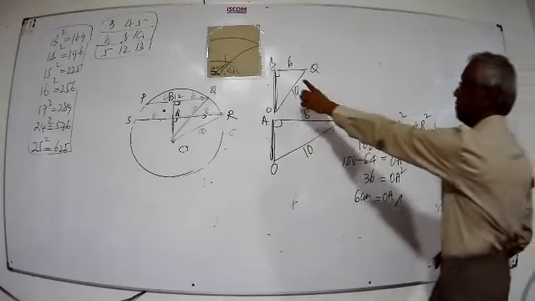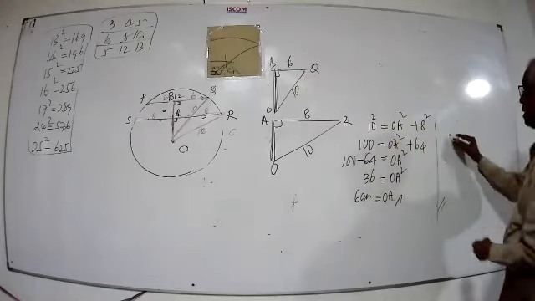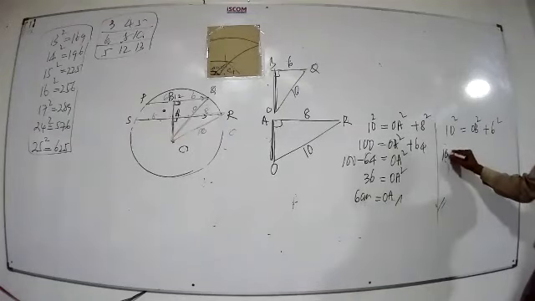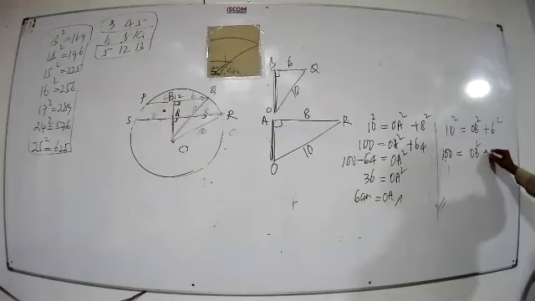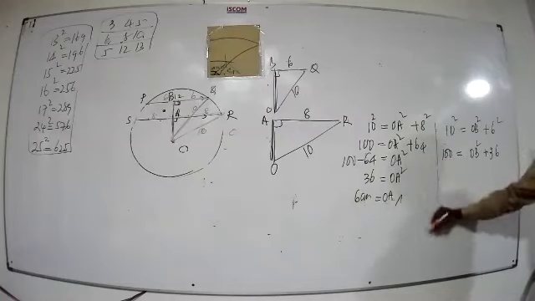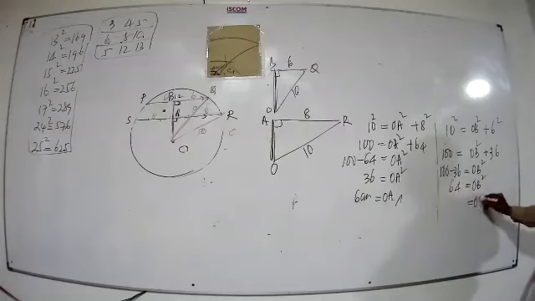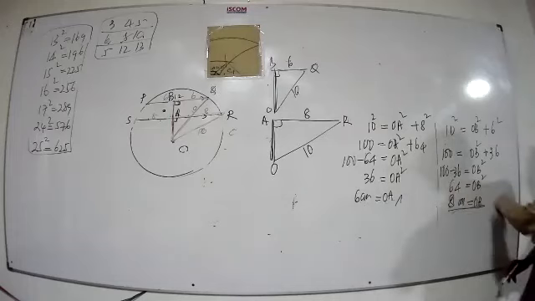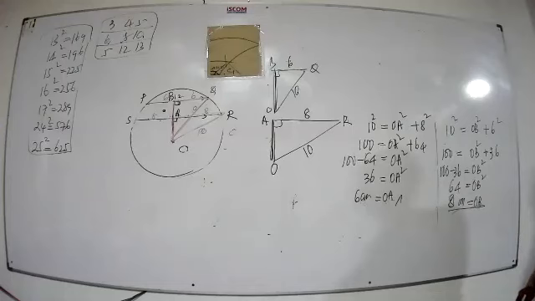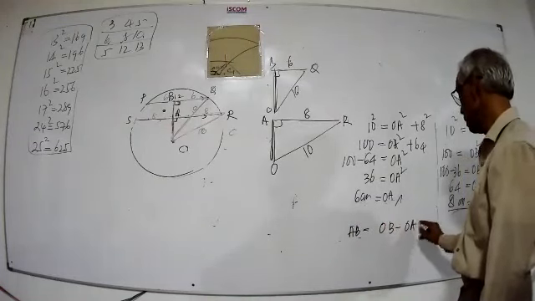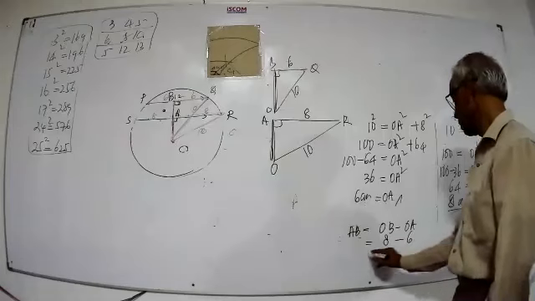Again apply Pythagoras theorem for this triangle. 10 squared equals OB squared plus 6 squared. 100 equals OB squared plus 36. Take this 36 to the other side, and you have 64. That is OB equals 8. Take the square root and write it straight away. Then the distance AB equals OB minus OA, that is 8 minus 6, which is 2.